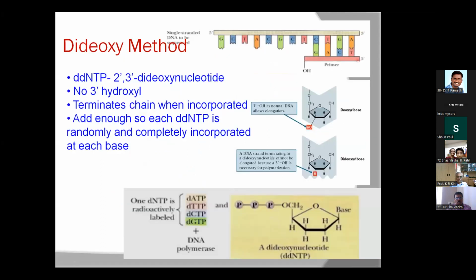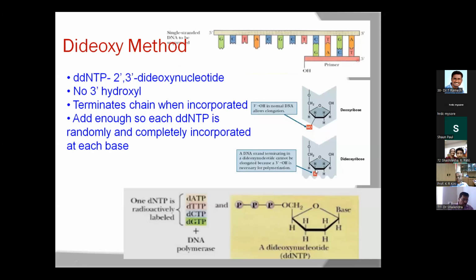The dideoxy method, or the chain termination method, uses a unique nucleotide called the dideoxy nucleotide. There is no 3' OH group in it. In the normal nucleotide, there is a 2' deoxy. This is dideoxy. Both 3' and 2' lack the OH group.